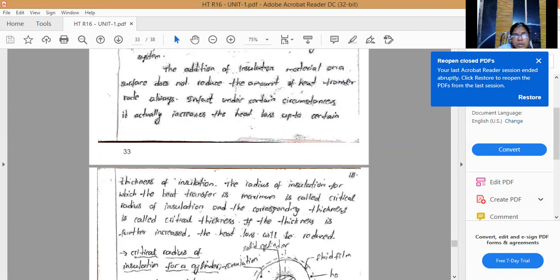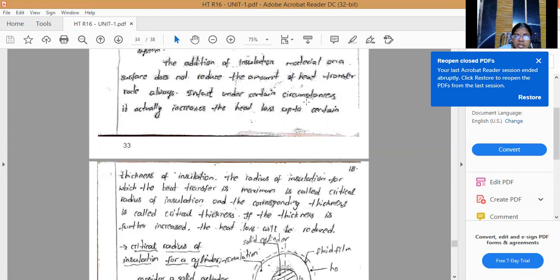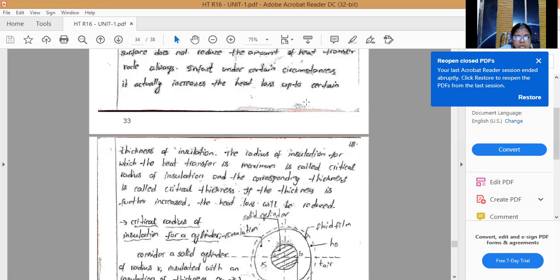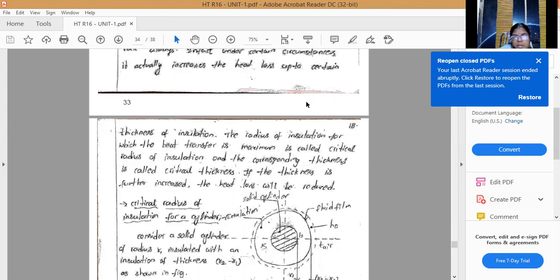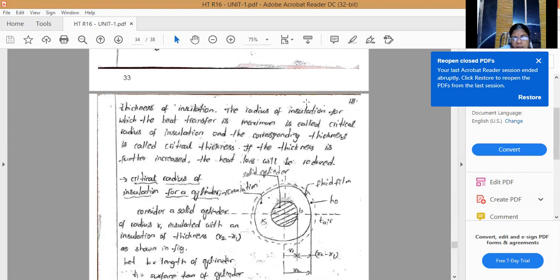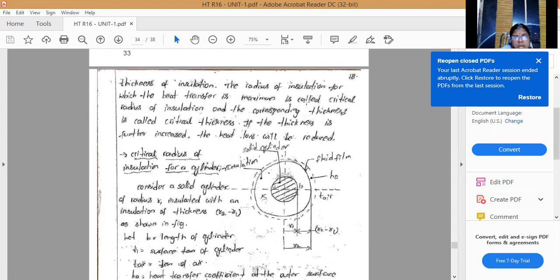So the addition of insulation material on a surface does not always reduce the heat transfer rate. In fact, under certain circumstances, it actually increases the heat loss up to a certain thickness of insulation. The radius of insulation for which the heat transfer is maximum is called the critical radius of insulation, and the corresponding thickness is called the critical thickness. If the thickness is further increased, the heat loss will be reduced.